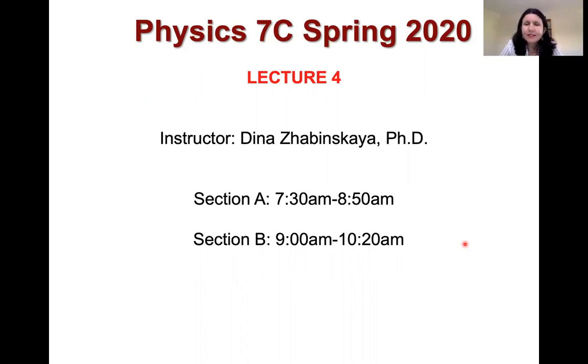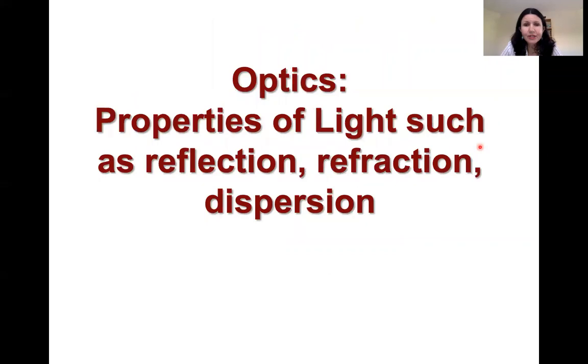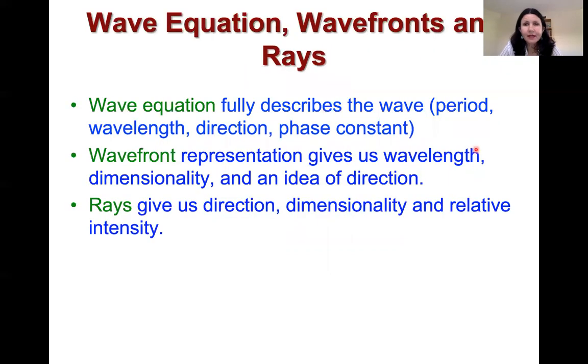So we are still continuing to talk about waves and different properties of waves, but we're going to start doing a little bit of a different approach and start talking about mostly light and looking at mostly representation of light that has to do with direction. So let's just kind of quickly review different ways that we have been representing waves so far.